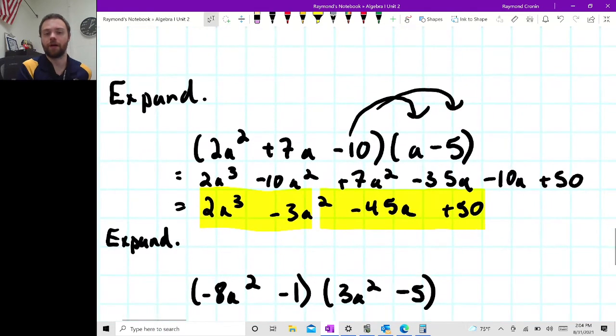So the reason why we combine those is because a squared and a squared, they have the same base and the same power, so I can add the coefficients. So that's where I got -3, -10 plus 7 is -3. And then over here I've got -35a minus 10a, so they have the same power. They're to the first power. So -35 minus 10 is going to be -45a.